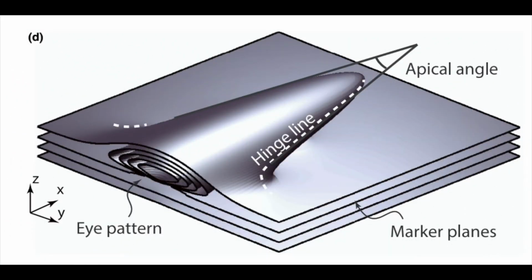Here we have a sheath fold. As you can see, the hinge line is highly curvilinear, making the fold look like a sheath, thus giving it its name. The apical angle here is usually less than 90 degrees. Another feature of the sheath fold is the eye pattern.